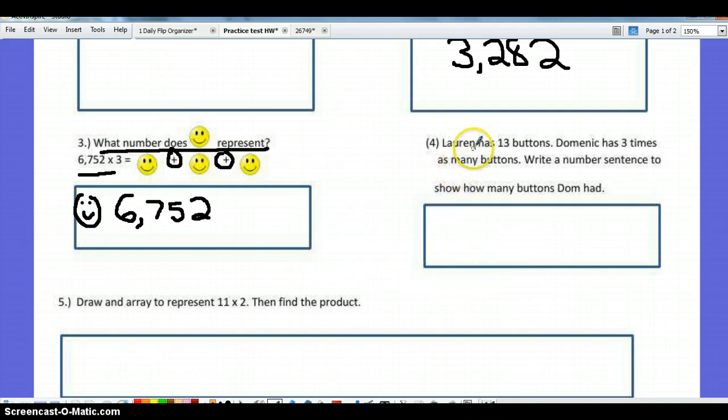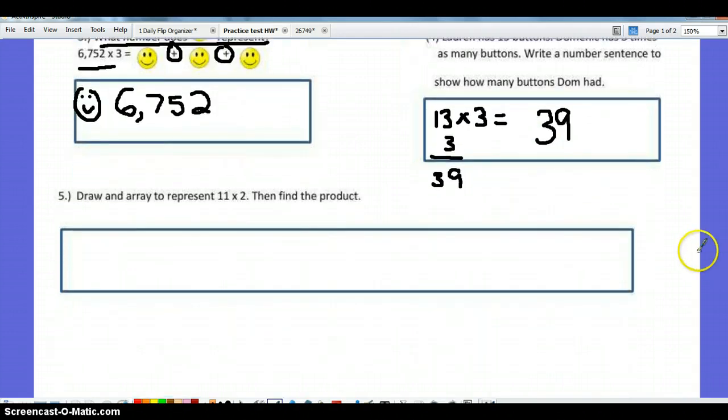Here's a number sentence question. Lauren has 13 buttons. Dominic has 3 times as many buttons. Write a number sentence and show how many buttons Dom had. Well, if Lauren had 13 buttons and Dominic had 3 times as many, you just take Lauren's number and multiply it by 3. And in order to find how many Dom had, you take Lauren's number and multiply it by 3. 3 times 3 is 9. 3 times 1 is 3. That means Dom had 39 buttons.